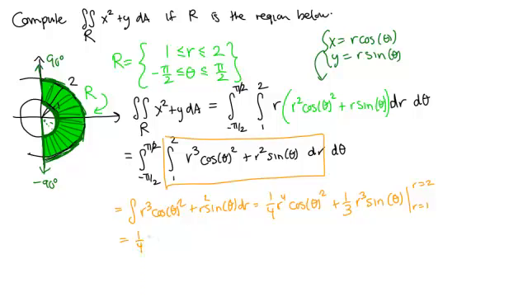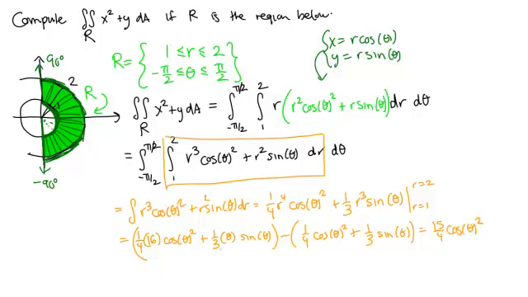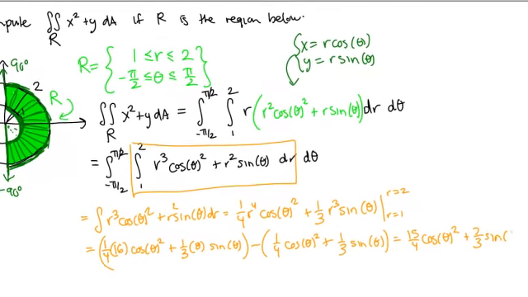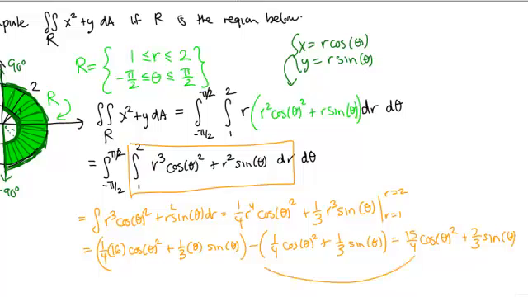So if we plug in r equals 2, we're going to get 1/4 of 2 to the 4th power, which is 16, times the cosine of theta squared, plus 1/3 times 8 times the sine of theta. If we plug in 1, we're going to get 1/4 times 1 times the cosine of theta squared, and 1/3 times 1 times the sine of theta. And so we're going to get 16/4 cosine squared minus 1/4 cosine squared, which is 15/4 times the cosine of theta squared. And we're going to have 8/3 sine theta minus 1/3 sine theta, or 7/3 times the sine of theta.